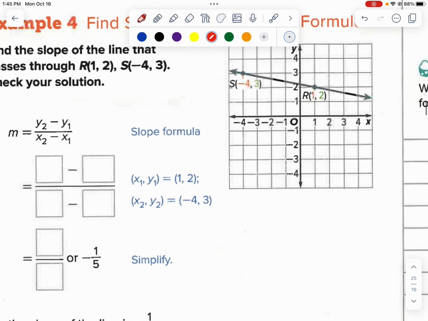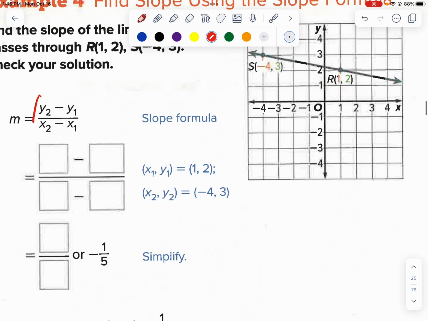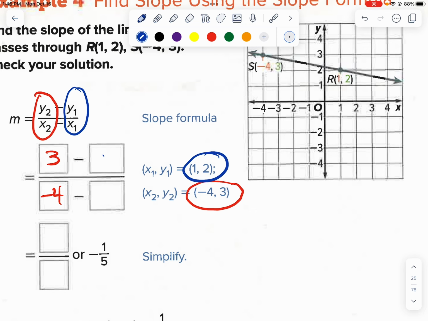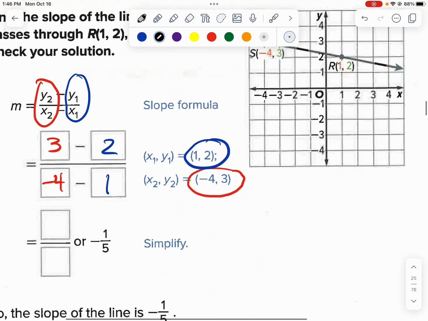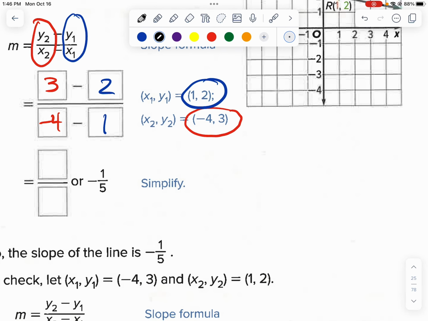Okay. So I need it from point 2. So I'm going to put the 3 here and the negative 4. Then it says point 1, so I'm going to do point 1. 2 there, 1 there. I subtract. 3 minus 2 is 1. Negative 4 minus 1 is negative 5. So my answer is negative 1/5.